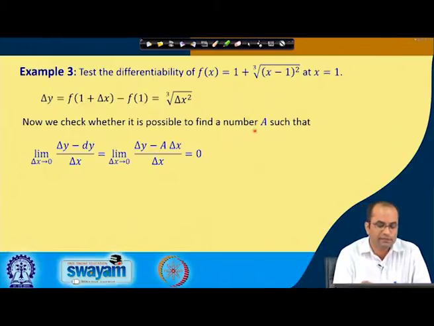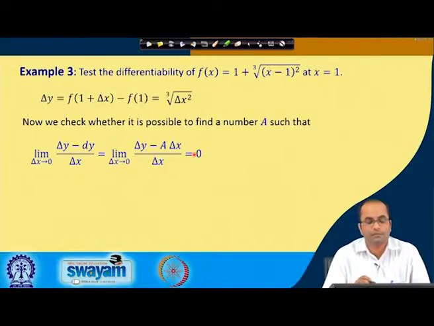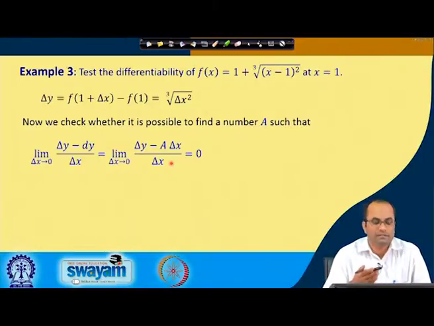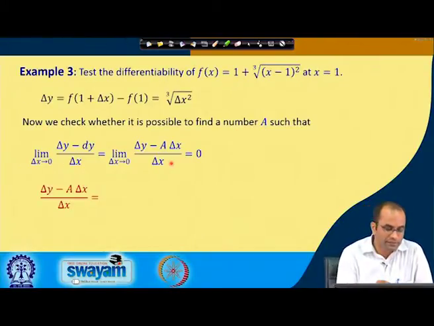So, we will check whether we can find such an a so that this quotient, where dy is a into delta x, over delta x, has limit 0. If this quotient is 0, then we call the function differentiable, and if we cannot find such an a, then we will call the function not differentiable. So, we take this quotient, delta y minus a delta x over delta x. We can divide by delta x, so we get a there. So, we have delta y over delta x.